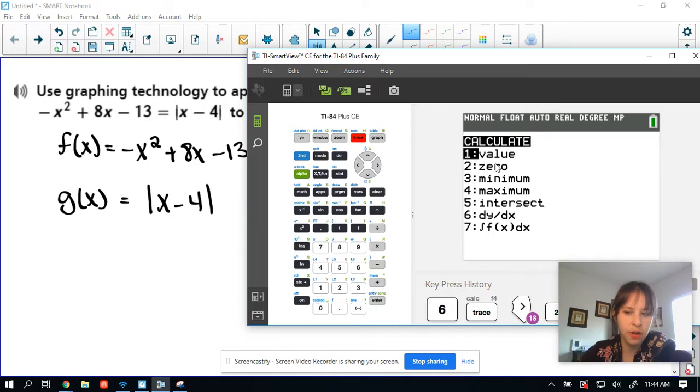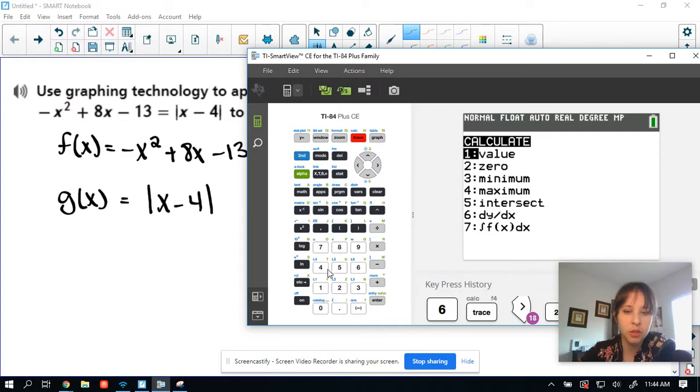This will tell us just the value that we're on. Basically, it's what the trace does. Or if I want to put x equals 5, then it'll give me the y value. The minimum, the maximum of my graph, the intersections, and this is the derivative, and this is the integral. Both of these will be introduced in calculus, so we don't have to worry about 6 and 7 right now. What we do need to worry about is 5.